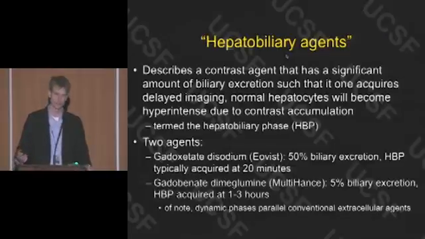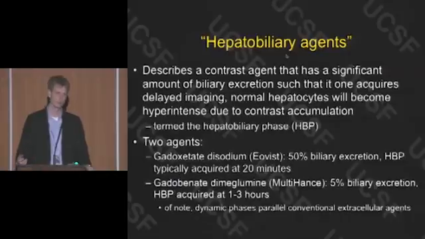FNH contains hepatocytes. It's hyperplasia of hepatocytes, so it's going to take up Eovist, and it'll help us distinguish FNH from things like metastases or adenomas. Okay, there's two agents out there that you could use. Eovist is the one that most people use because so much of it is biliary excreted that we can do our hepatobiliary phase at 20 minutes, although there are papers and groups that will use MultiHance.